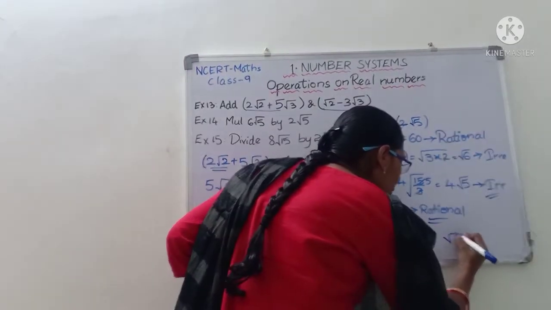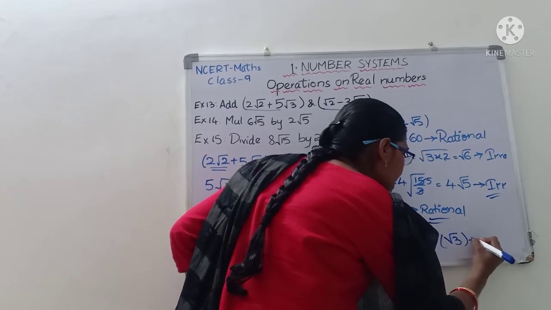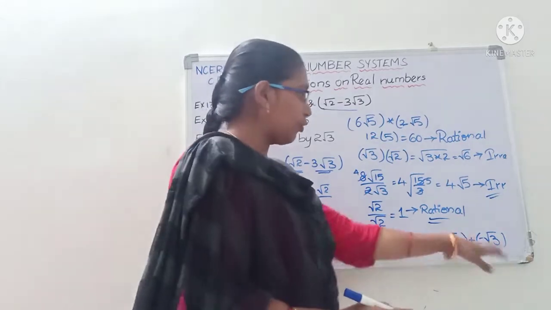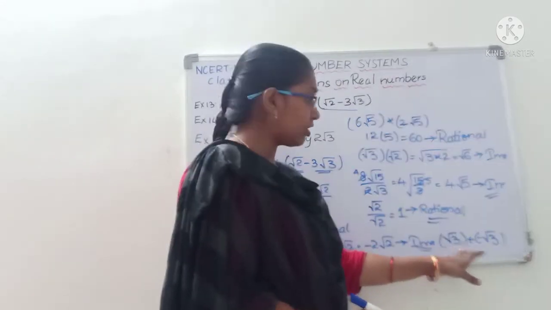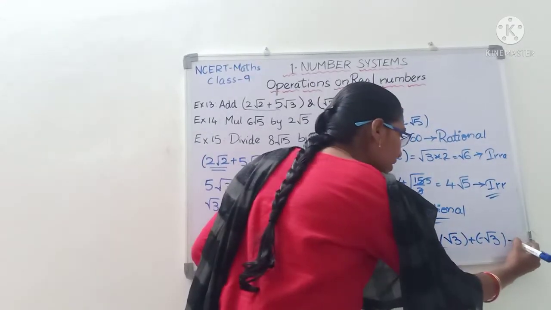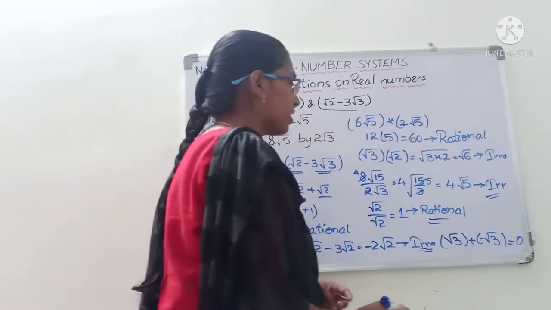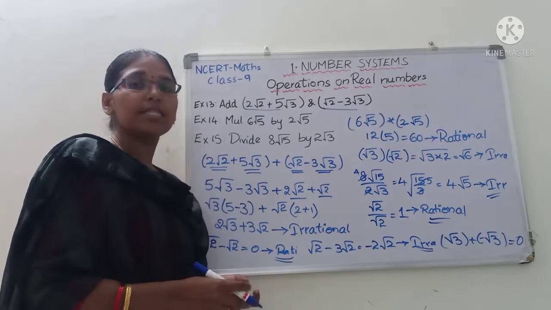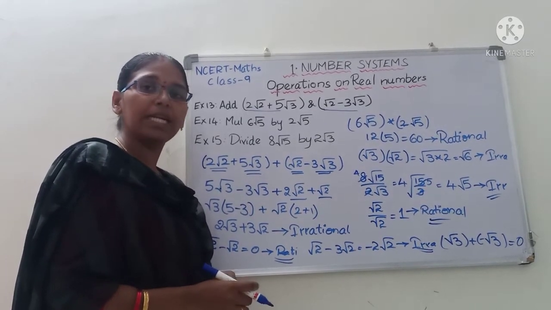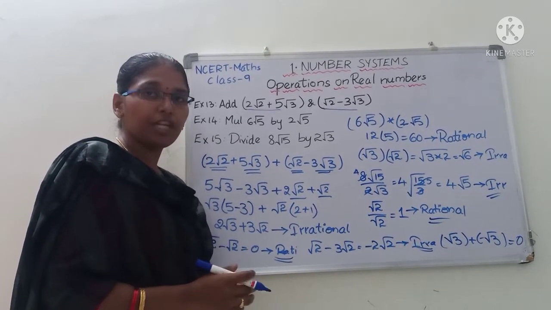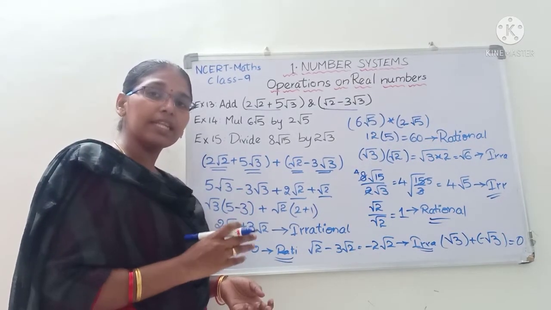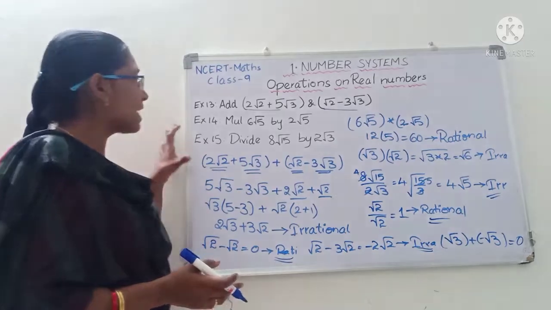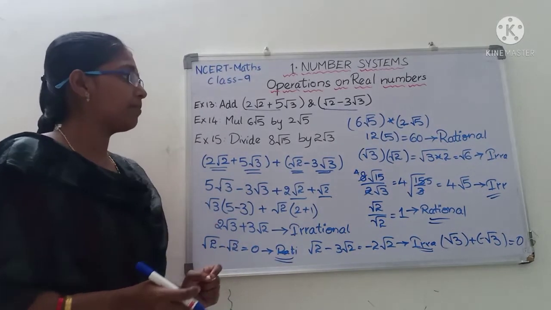Let's do root 3 plus minus root 3. What do you get, children? You are adding two irrational numbers. One is a positive irrational number, another is a negative irrational. You will get 0. That means you got a rational number. So children, you can conclude that when you are doing operations such as addition, subtraction, multiplication and division on irrational numbers, you can either get a rational number or you can get an irrational number. From these examples, you can observe this, children.